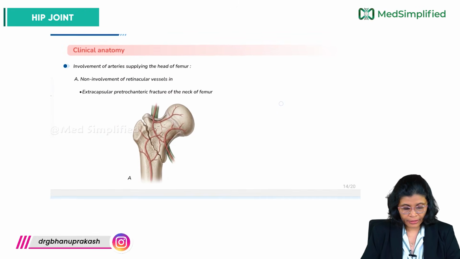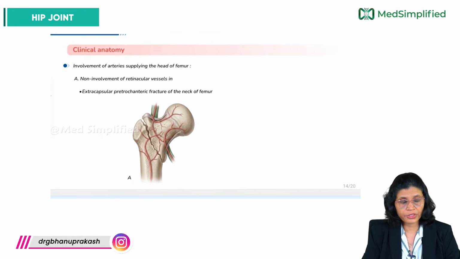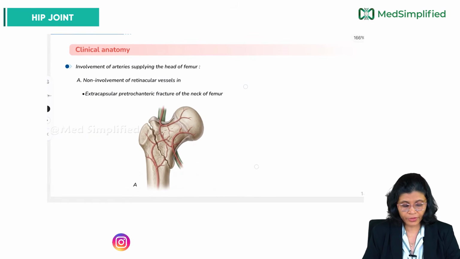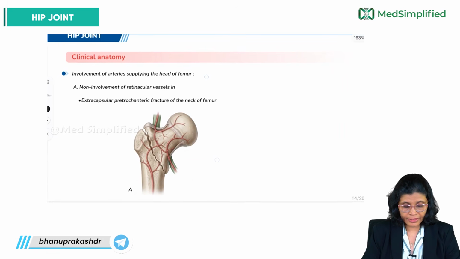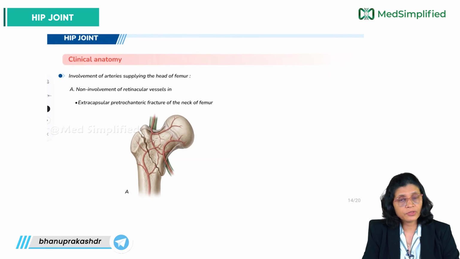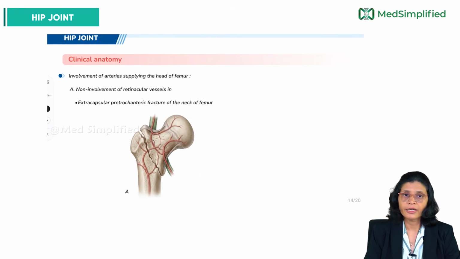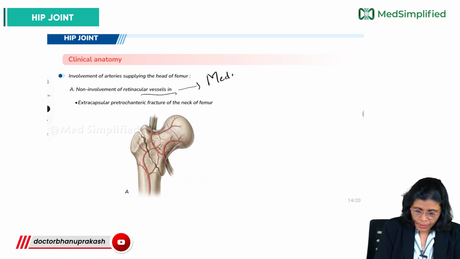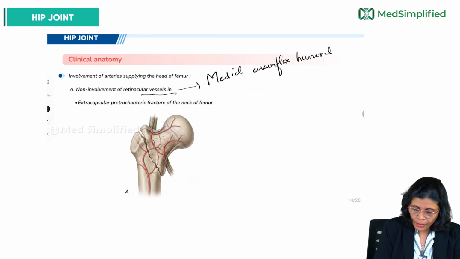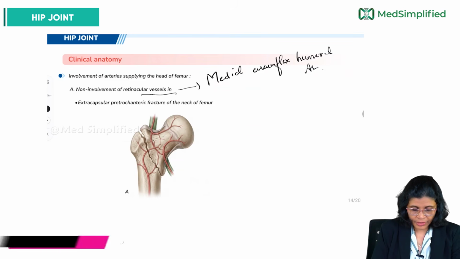So we will see the involvement of the arteries in these fractures, the arteries which supply the head of the femur. Depending upon the type of fracture, there will be involvement of the retinacular arteries. Retinacular arteries are the main source of supply to the head and neck of the femur. And retinacular arteries arise from which artery? They arise from the medial circumflex femoral artery.